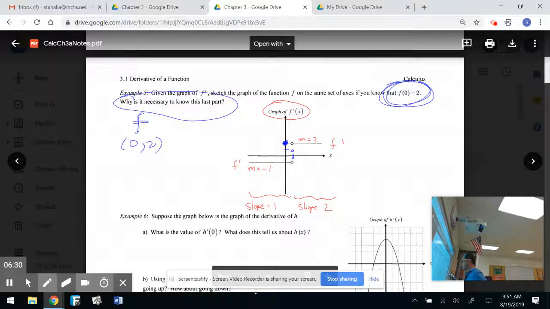And we all learned way back in the day when we took Algebra 1 that we could go down 1 to the right 1, or what could we do? We could go up 1 and to the left 1, right? Because all those slopes are -1. So guess what? f is going to look like that right there.